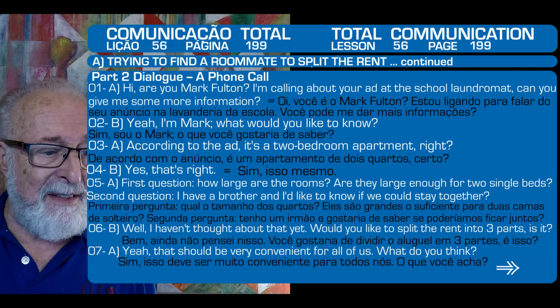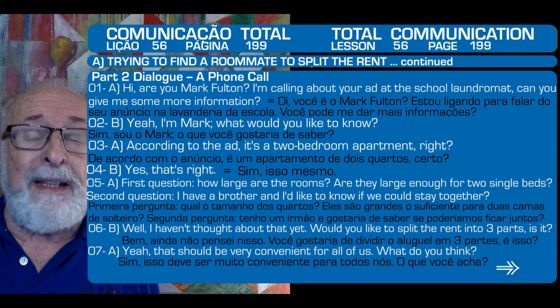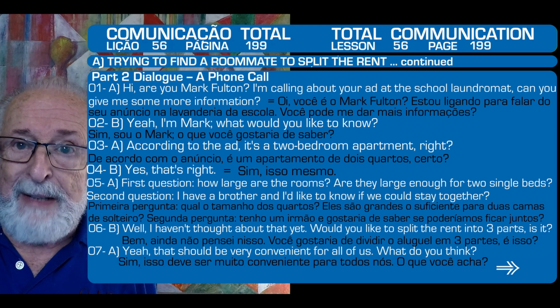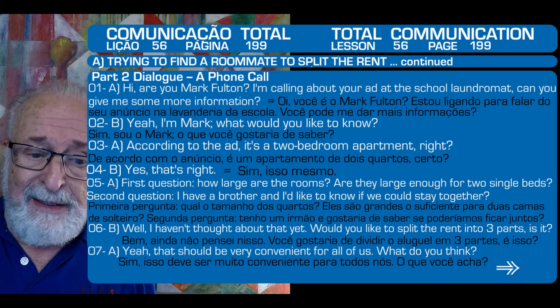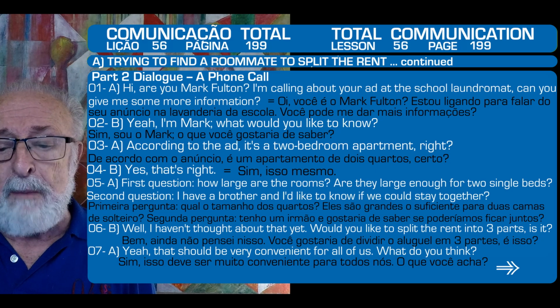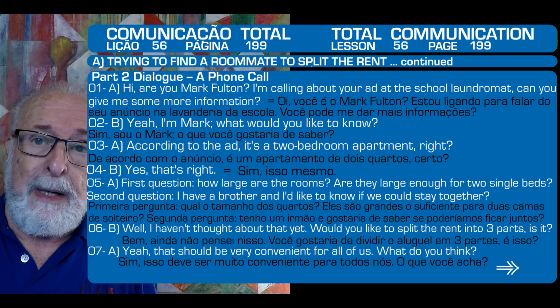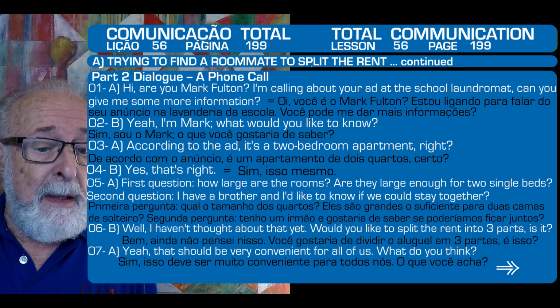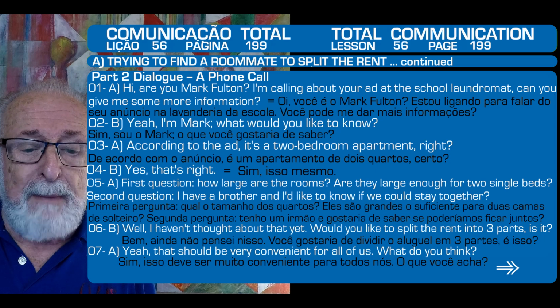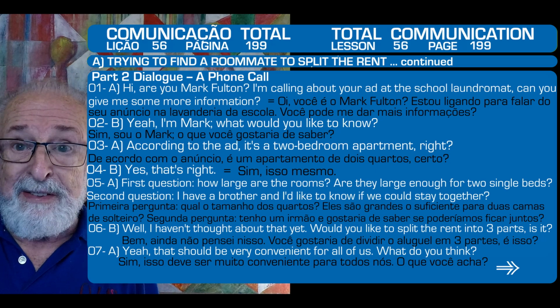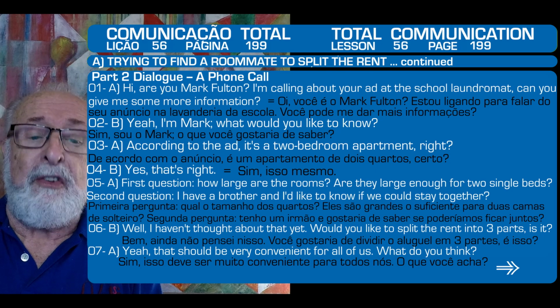Then the guy says in line 3, according to the ad, it's a 2-bedroom apartment, right? De acordo com o anúncio, it's a 2-bedroom apartment. É um apartamento de 2 quartos, right? Certo?